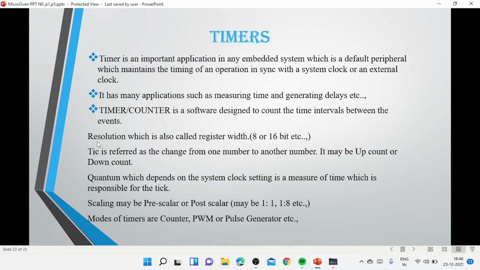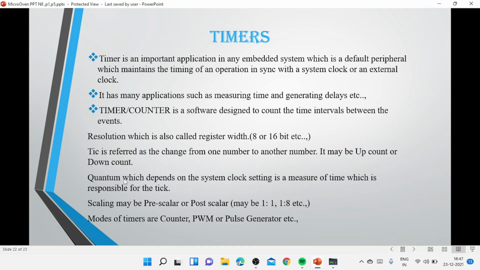Resolution. These are some vocabulary we use under timers. First is resolution, which is also called the register bit. Means the register bit is also called resolution, 8 or 16 bit. Tick. What is tick? Tick is referred to as the change from one number to another number. Means the time taken to change from one number to another number. It may up count or down count. It means it will decrease or increase.